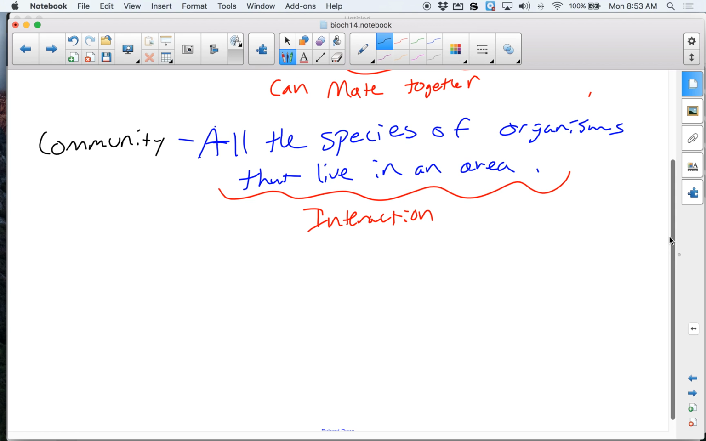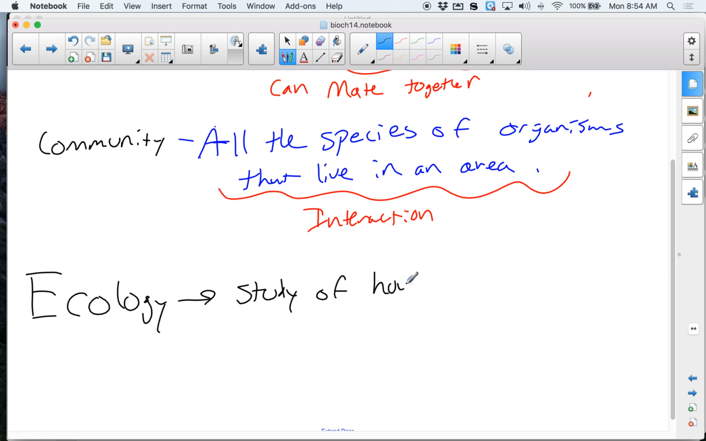So those are two definitions we need to get out of the way, and they lead to the big definition of this chapter, ecology, which is basically the study of how living organisms interact.